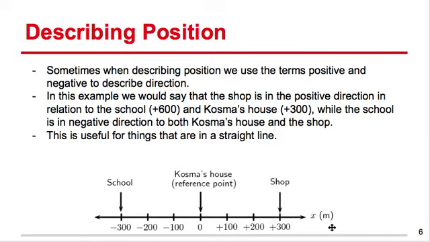Also note that they have this marked as X. This is still an X-axis, right? Because it goes across, it goes horizontal. You can do positive and negative on a Y-axis, and a Y-axis would go up and down.